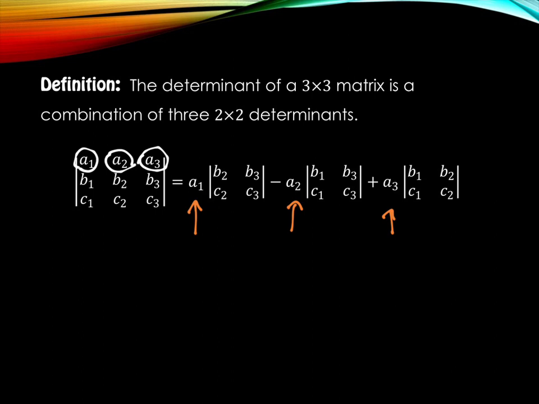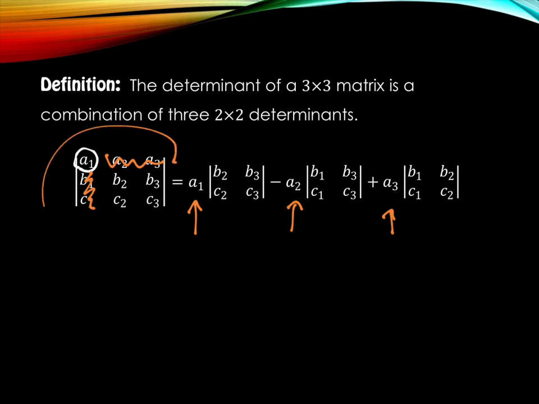Now I want to talk specifically about one of them at a time. We're going to do A1. When we take A1, we cancel out the row and the column that A1 is on, and we get the other four pieces down here, whose determinant we find and multiply by A1. So A1 is in the top left-hand corner, and the four pieces are in the bottom right-hand corner.